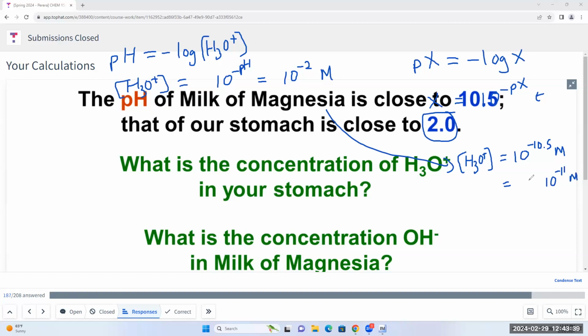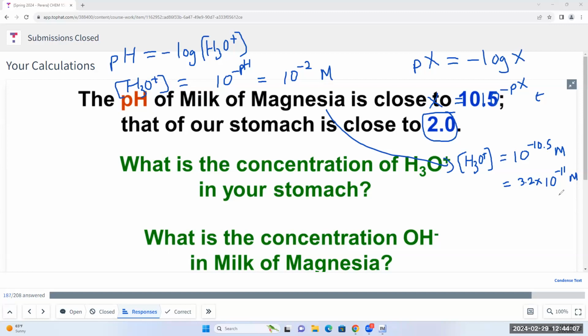So you can plug this into the calculator and it should give you a number. What is that number? Anybody? What did you get? 3.2? Yeah, so I'll go with that. It's 3.2. Chandni, what was the typo again? Oh, in the answers? Oh, this should be negative. This should be the H3O plus concentration in milk of magnesia. All right, I'll come back to the typo in a second.